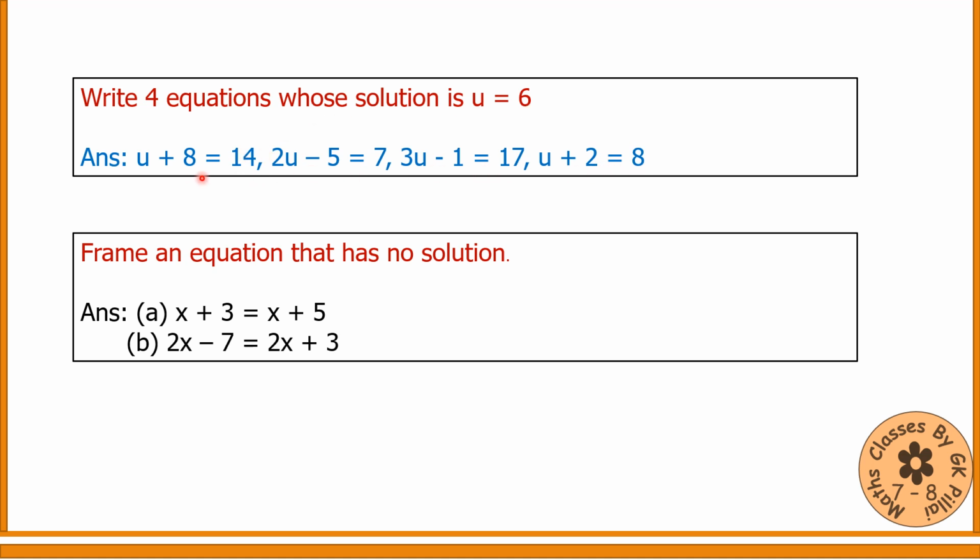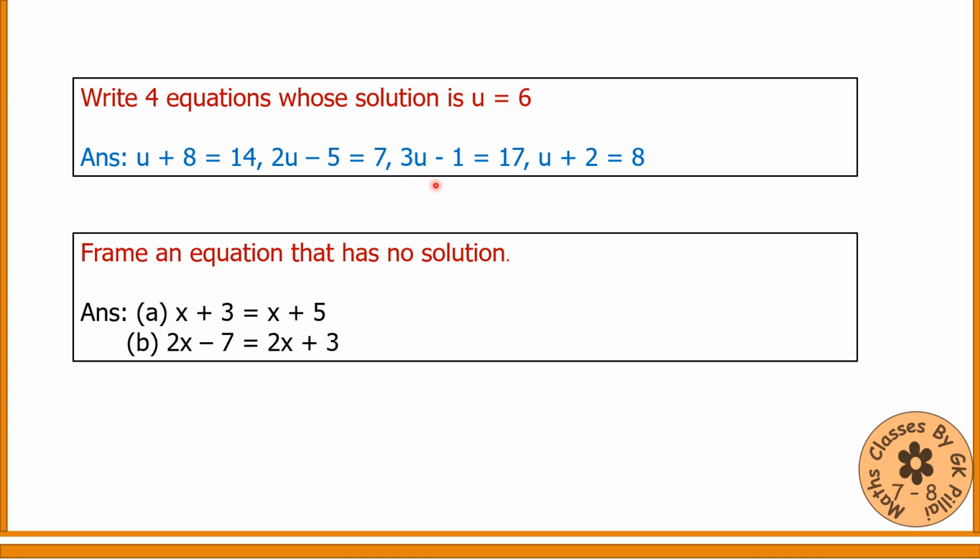The first, u plus 8 equal to 14. What will happen? When you take 8 to the other side, 14 minus 8 will be 6. The other one, 2u minus 5 equal to 7. When you take minus 5 to the other side, it will become 12. So 2u equal to 12 and u will be 6.